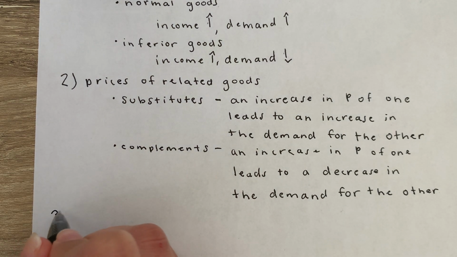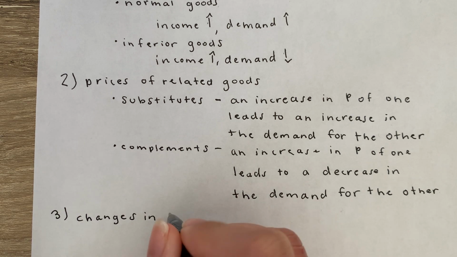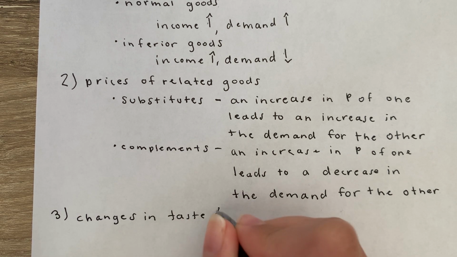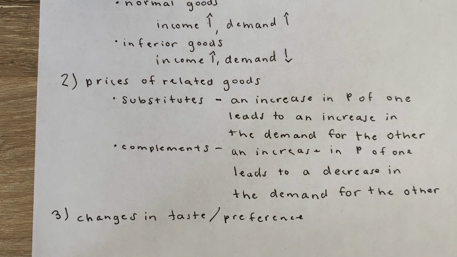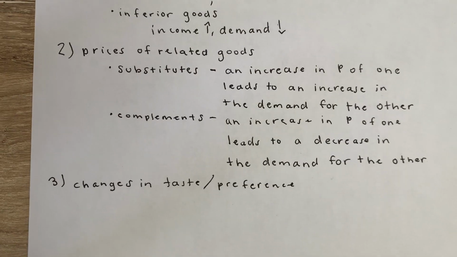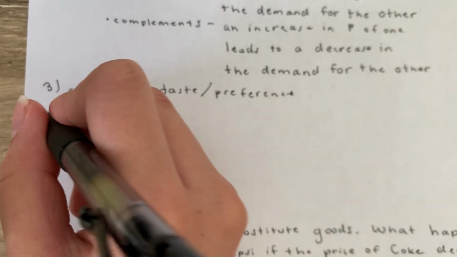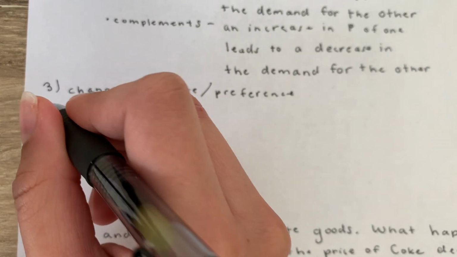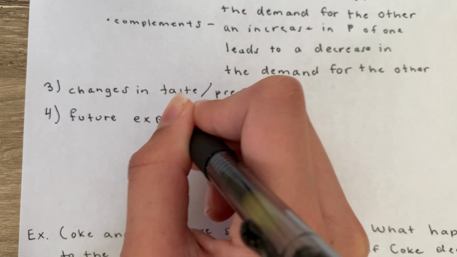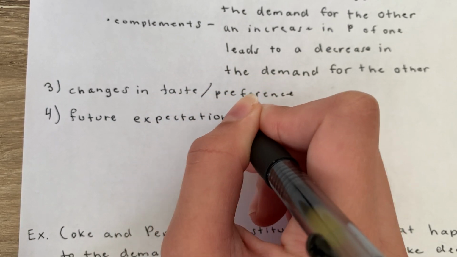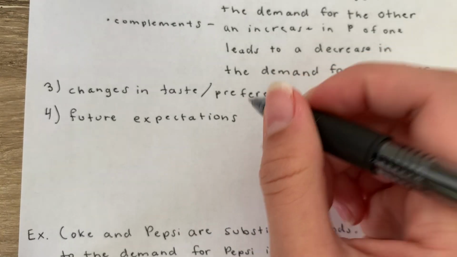The third one is changes in taste or preference, right? So this is just as simple as, do you prefer Nikes over Adidas, right? Whichever one you prefer is going to have a higher demand. Right, number 4, this one is future expectations. So this means that if you expect future prices to increase, your current demand would increase, right?